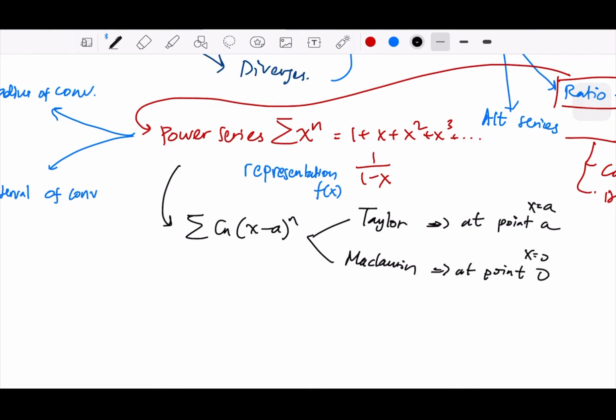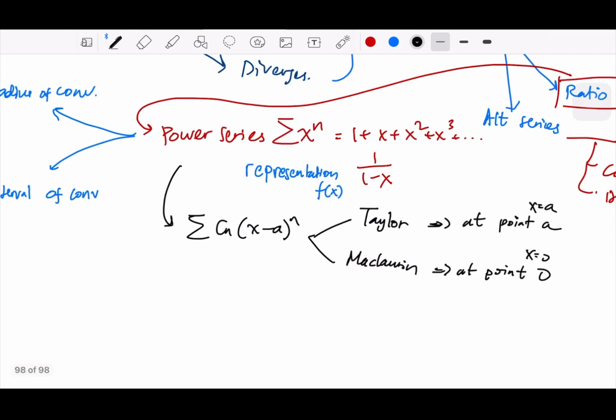And then after several definitions, we know that the coefficient is, let me write with a different color, related to this f with derivative n. So the function derived several times, divided by n factorial.